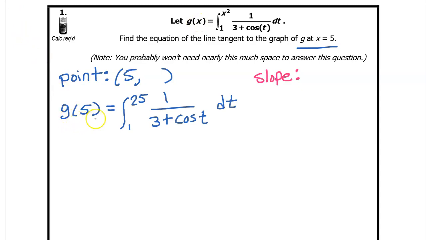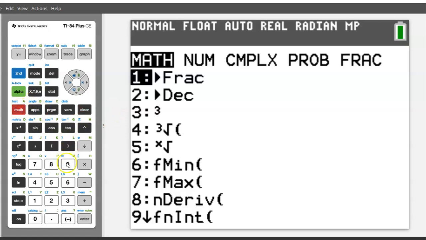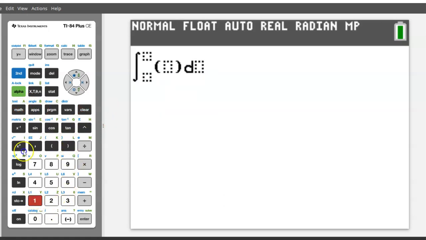Evaluating g at 5 means plugging 5 in for x. If we put 5 right here, that's 5 squared, which is 25. We can evaluate this integral on the calculator. So we want to integrate from 1 to 25. So hit Math 9, and we're going to go from 1 to 25.